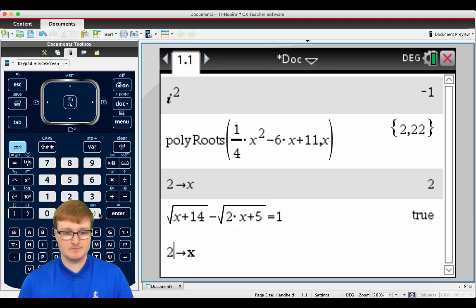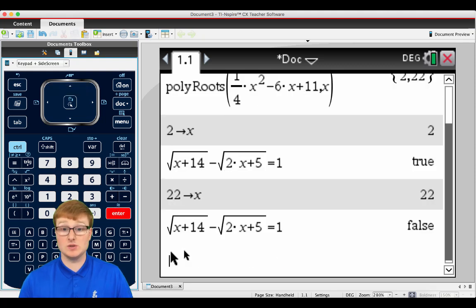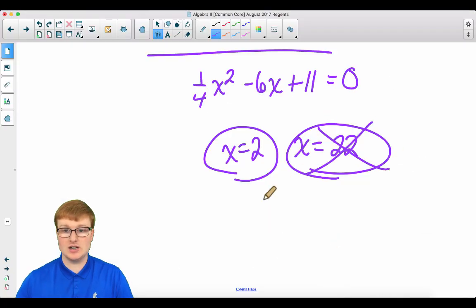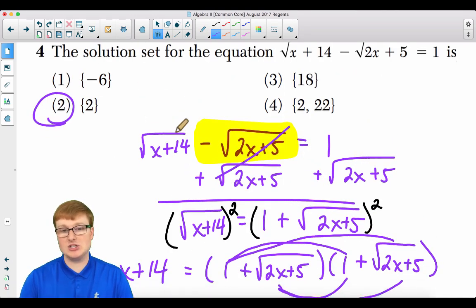Let's try 22. Enter that. Copy and paste. 22 is false, so therefore that is an extraneous root that's rejected. Now your final answer is x is equal to 2. So that, ladies and gentlemen, is your answer.